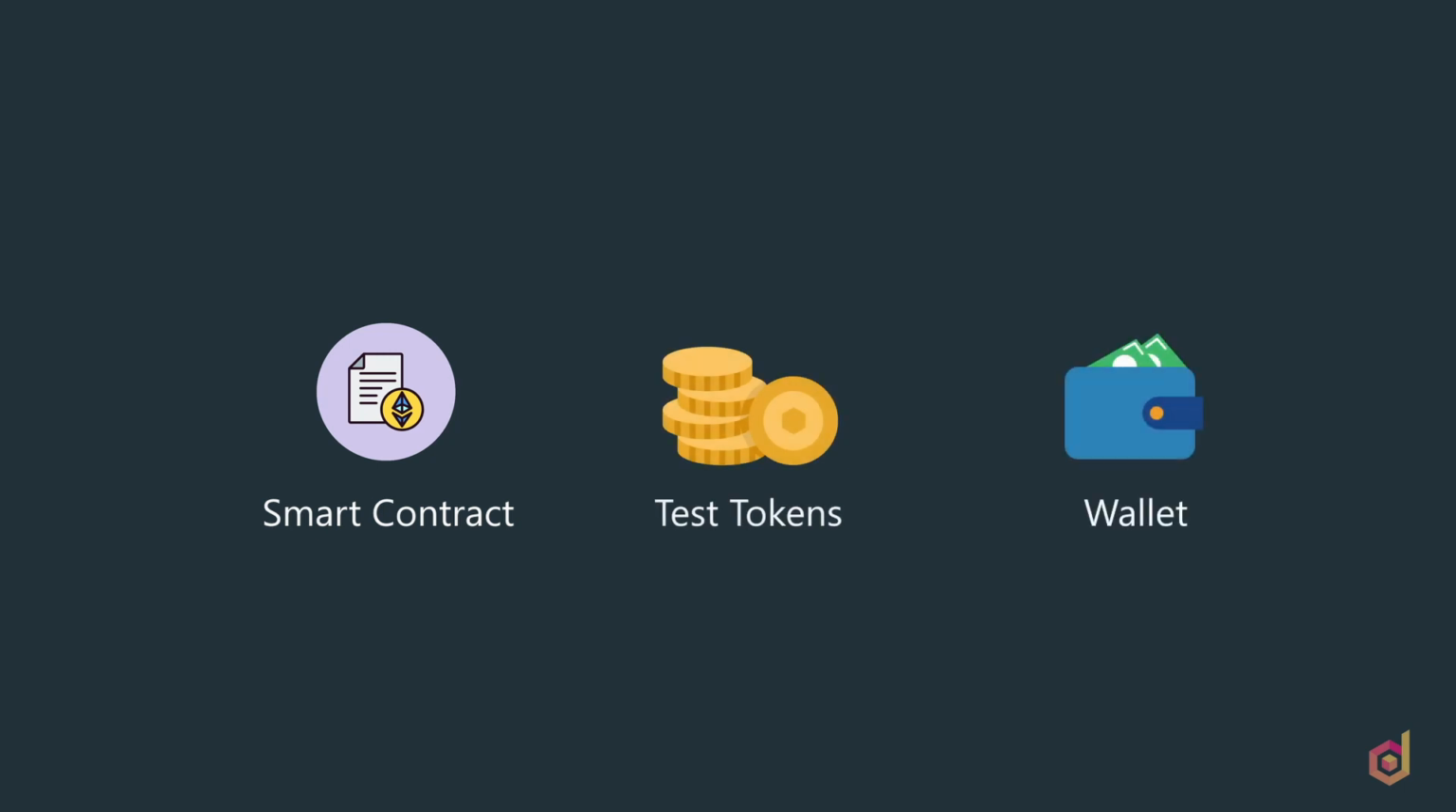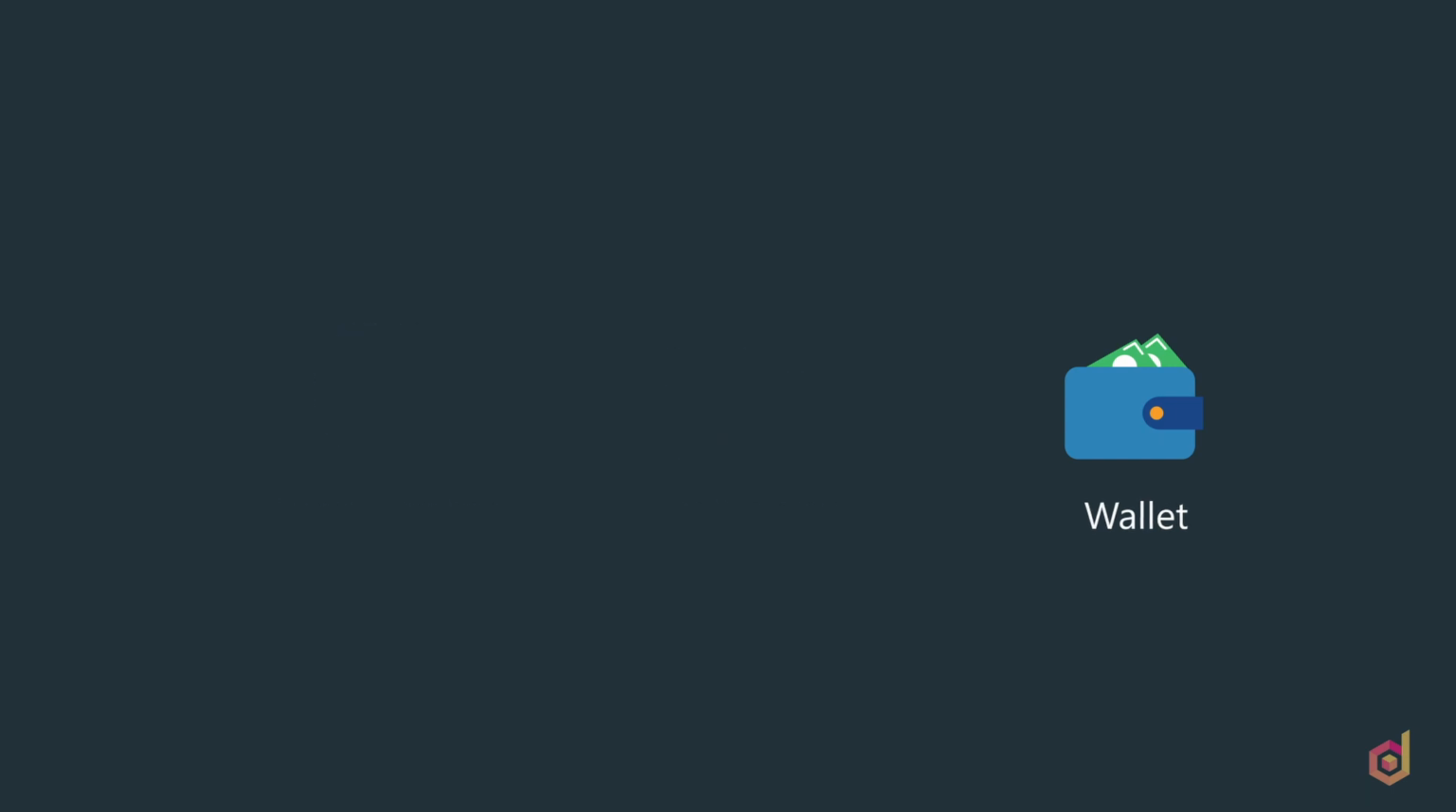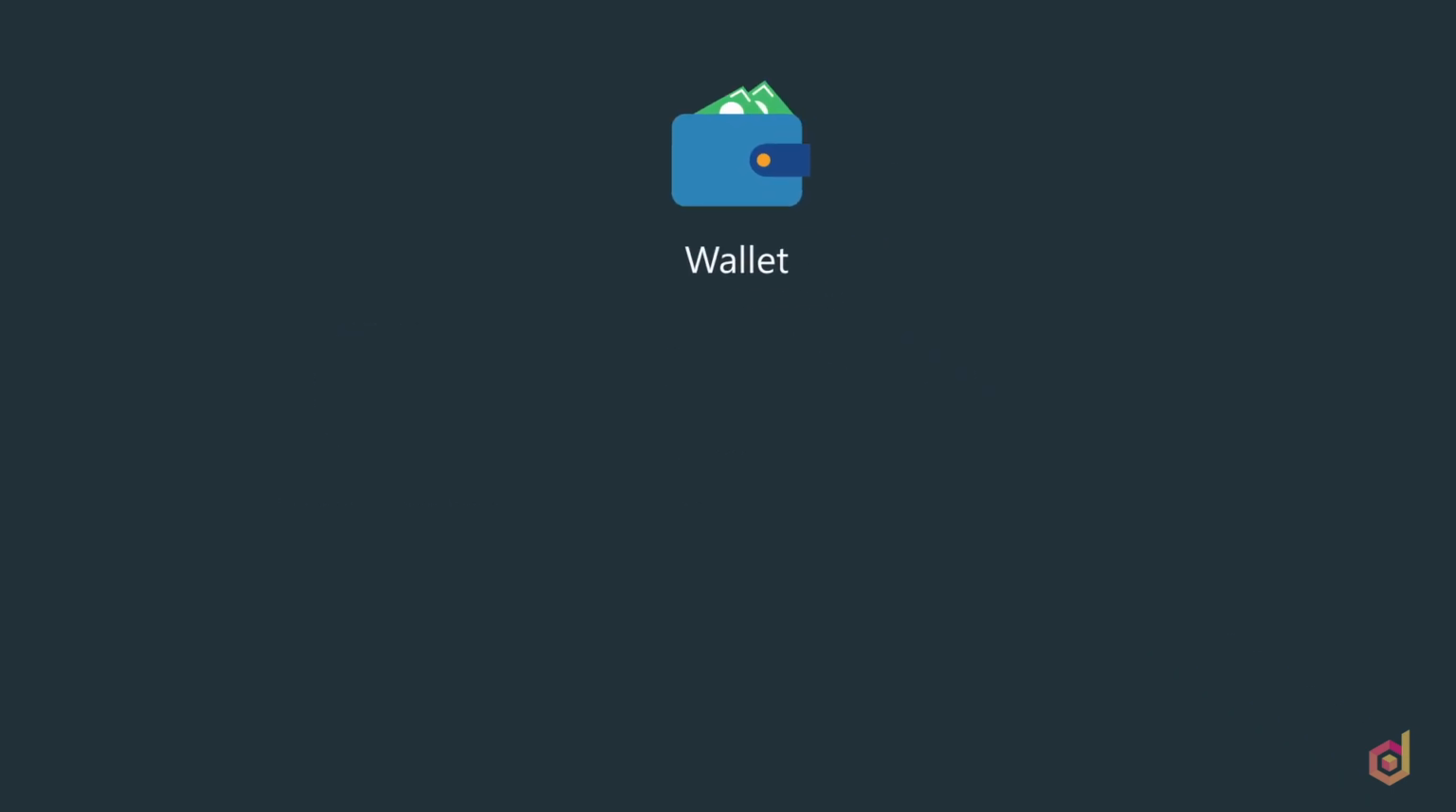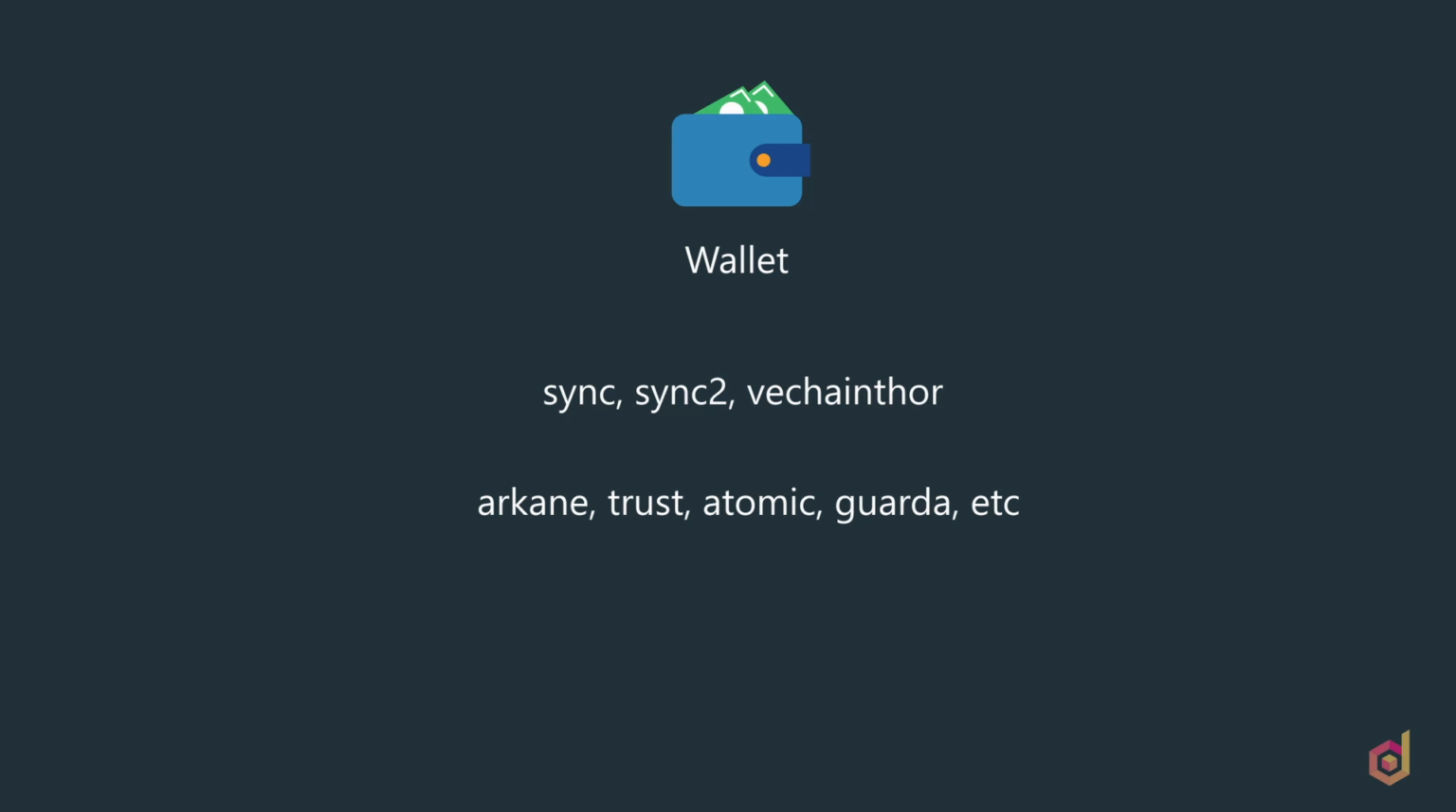So to deploy the smart contract, we need some tokens to spend for the gas fees. And even before that, we need a wallet to sign and send the transaction. There are many wallets which support the VeChain blockchain. Sync, Sync2 and VeChain Thor wallet are the official wallets supported by VeChain. Apart from this, there are many other third-party wallets like Arcane, Trust, Atomic, Guarda, etc. VeChain recently launched another wallet called DApp World, and we are going to use this wallet throughout this course.